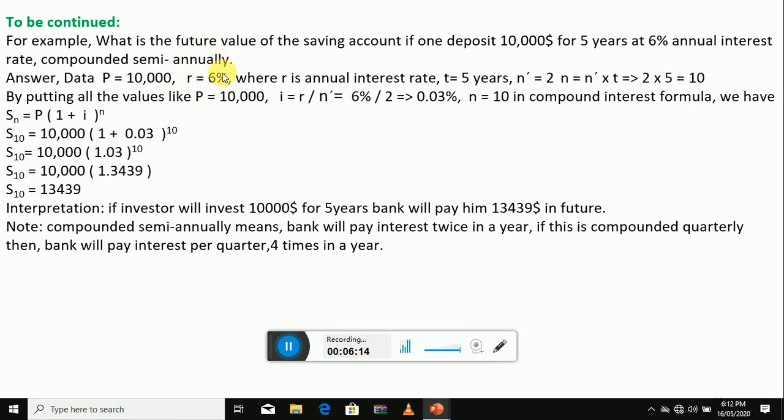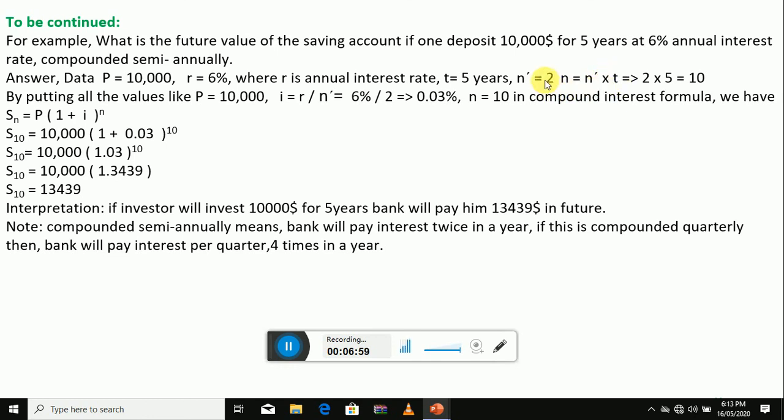This is annual, not interest per compounding period. This is annual interest rate, where R is annual interest rate, T is 5 years, m is 2. m means the bank will pay interest twice in a year, 2 times in a year. m represents number of compounding periods per year, that is 2, and N represents total number of compounding periods in time T. So N we will calculate m multiplied by T. m means the number of compounding periods in 1 year multiplied by the number of years.